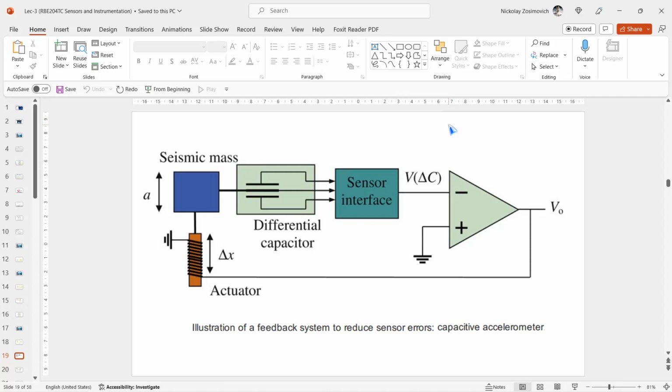The amplified voltage difference is applied to an electromagnetic actuator, and you can see here the wire that drives the mass back toward its initial position. When properly designed, the system reaches a state of equilibrium in which the applied inertial force is compensated by the electromagnetic force from the actuator. And the current required to keep equilibrium is a measure of the applied force or acceleration.